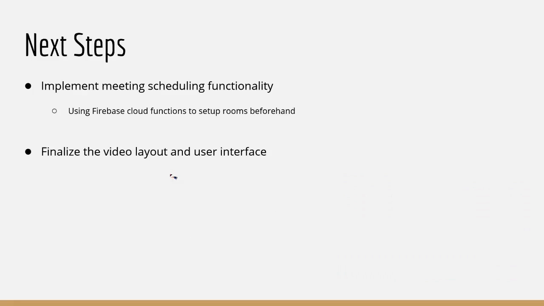Our next steps for this project are to implement meeting scheduling functionality using the Firebase Cloud Functions to set up each room beforehand. This will entail getting each of the meeting links generated beforehand and storing them into each user's accounts, so that when they are signing into the link, the Firebase database will be able to look up whether or not they are supposed to be in this specific link. If not, they will be kicked out, but if they are, they will be allowed to go into the video call.